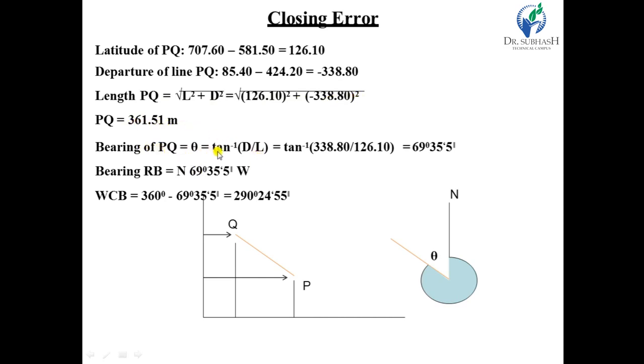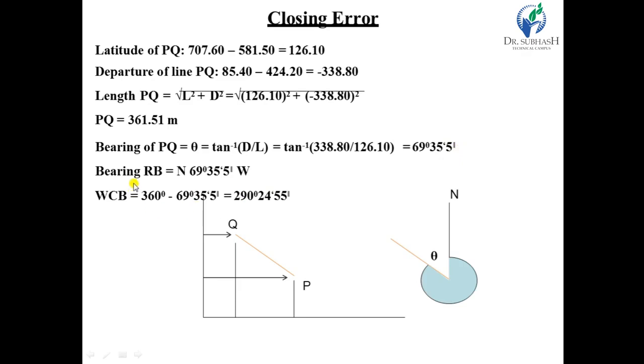For finding the bearing of PQ, that formula is generally called the Pythagoras theorem, right, or the right angle triangle formula. Bearing of PQ is theta is equal to tan inverse D by L. Tan inverse of minus 338.80 upon 126.10. So we get the reading of 69 degrees 35 minutes and 5 seconds.